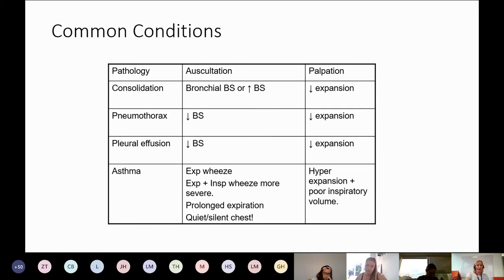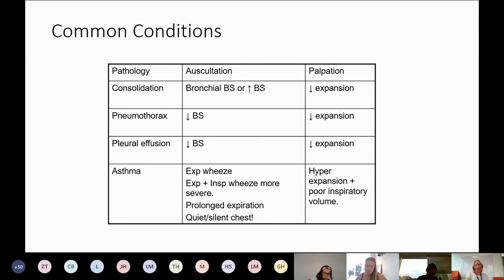In the case of a pneumothorax, you'll get reduced breath sounds on the side where the pneumothorax is and decreased expansion of the chest. If you've got a pleural effusion, so any collection of anything around the lung, you'll have decreased breath sounds on that side and decreased expansion.